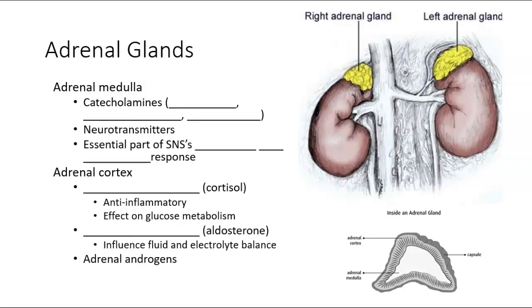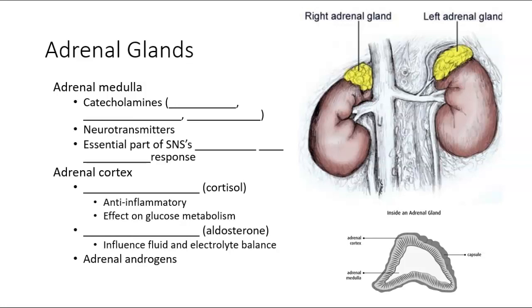Mineral corticoids are essential for maintaining fluid and electrolyte balance. And the one that we think about here is aldosterone. So aldosterone regulates extracellular fluid volume, and it promotes renal absorption of sodium and excretion of potassium.